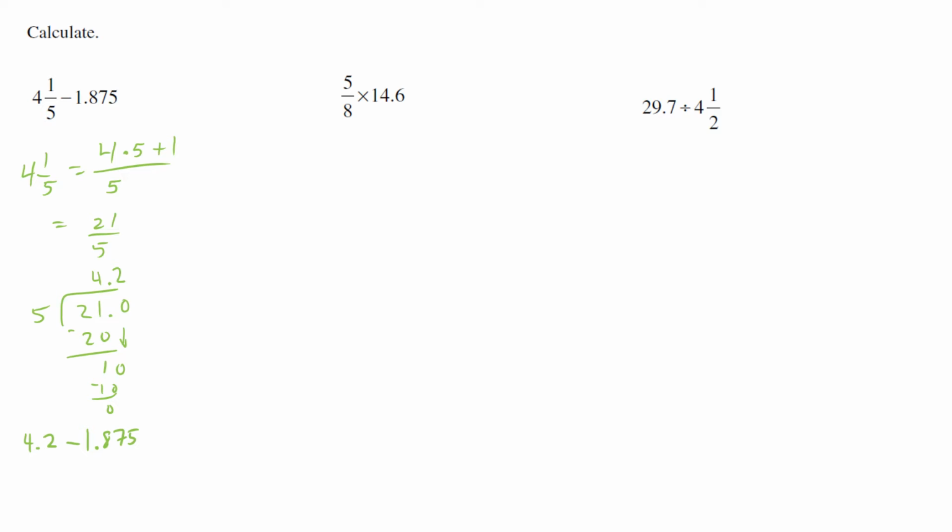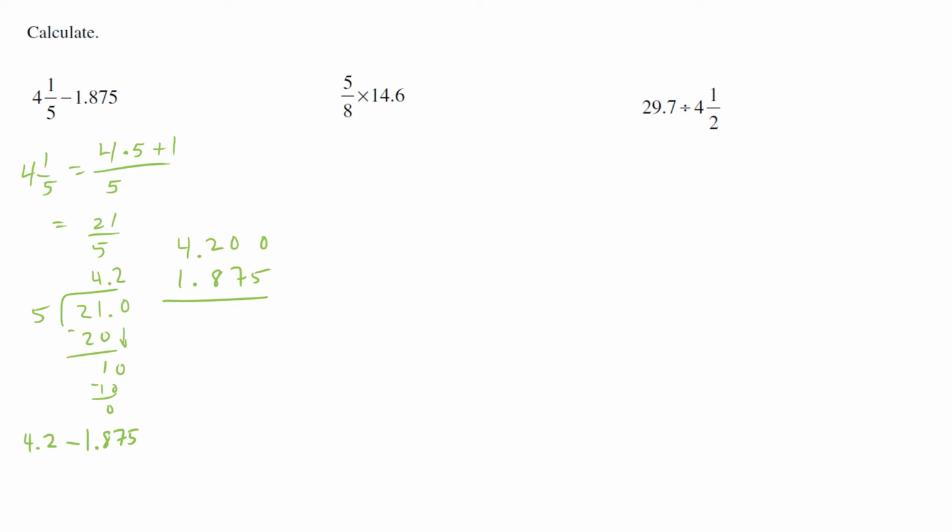1.875. Right? And then I can go ahead and line those up to do my subtraction. So 4.2, line up my decimal, 1.875. So I'm going to put 0 placeholders in here. And so we're going to have to borrow here. I can't subtract 5 from 0. And I actually can't subtract from 0 either here.